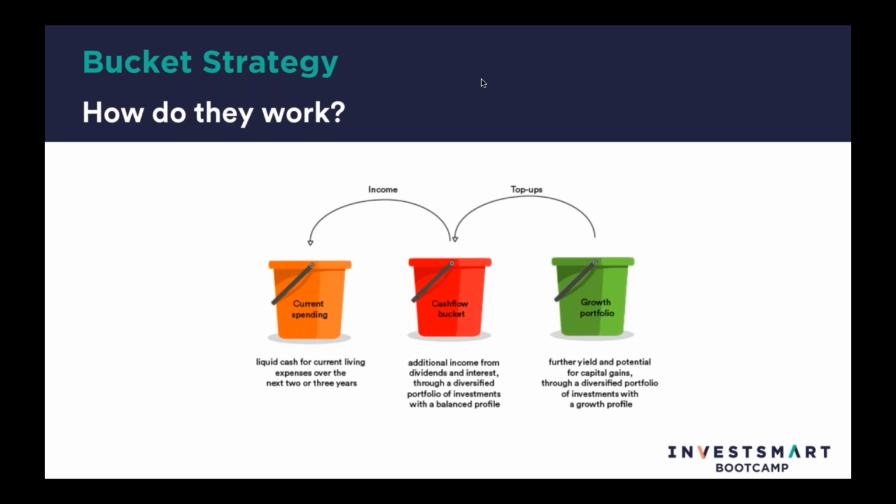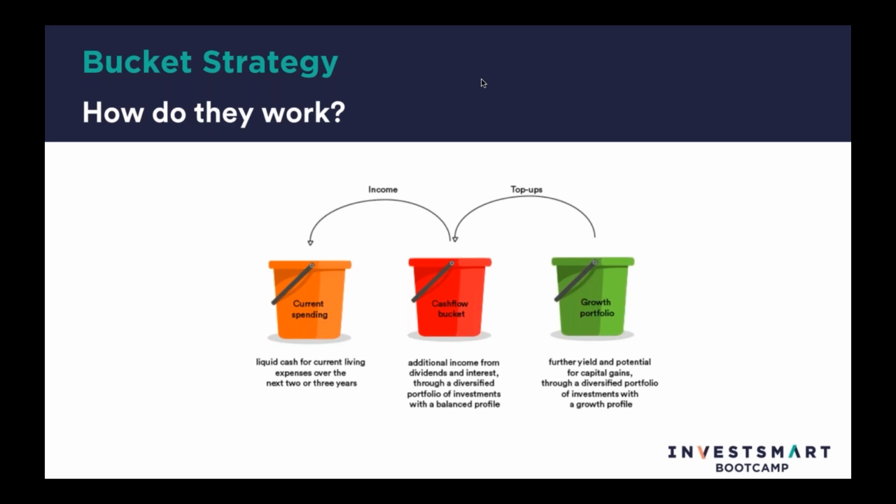Again, just using the InvestSMART product as a reference, that would be having a portfolio, say a balanced one there. And what you're doing is paying out the income into your current spending. So any kind of dividends or interest can get paid to, say, your bank account, and that'll help you with your living expenses over the next 2 or 3 years.